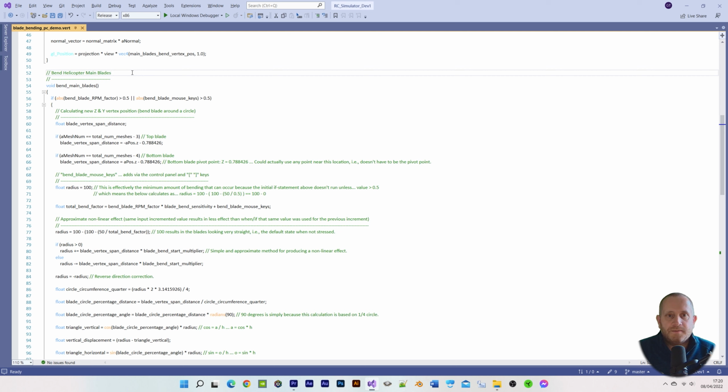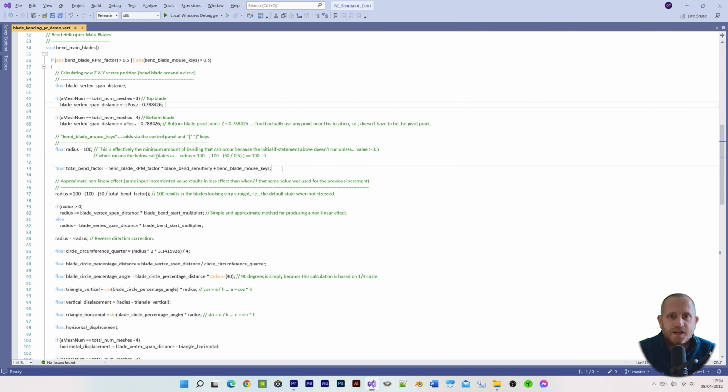Within the bend main blades function, it starts by identifying which of the two blades is being rendered, and then calculating how far along the blade's length the current vertex is located. The total amount of blade bending is calculated by multiplying the RPM factor, which is based on the RPM and the collective stick input, by an adjustable sensitivity setting, but bending can also be added manually by operating one of the control panel sliders with the mouse or by using the keyboard.